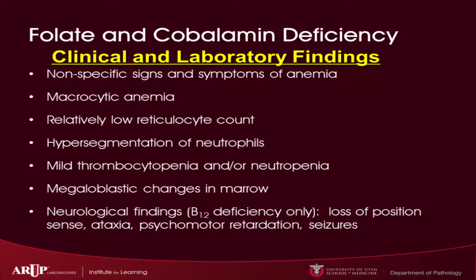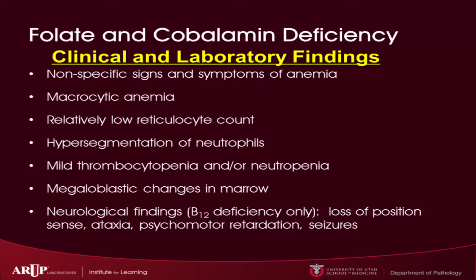Mild thrombocytopenia, a decrease in platelets, or neutropenia, as I said earlier, occurs because DNA synthesis is not only required for the red blood cell precursors, it's also important for platelets and neutrophils. So all three lineages are affected. Megaloblastic changes in the marrow are common. Neurological findings are only seen in B12 deficiency, like loss of position sense, ataxia, psychomotor retardation, and seizures. So these are commonly seen in vitamin B12 deficiency.